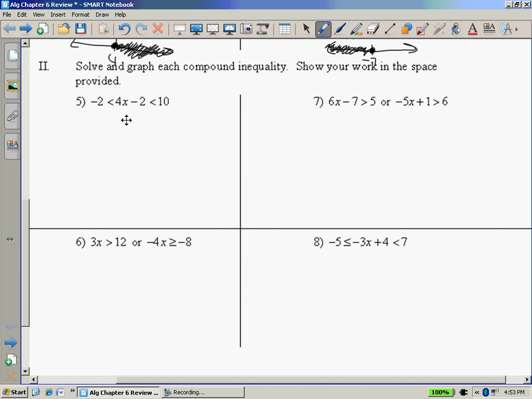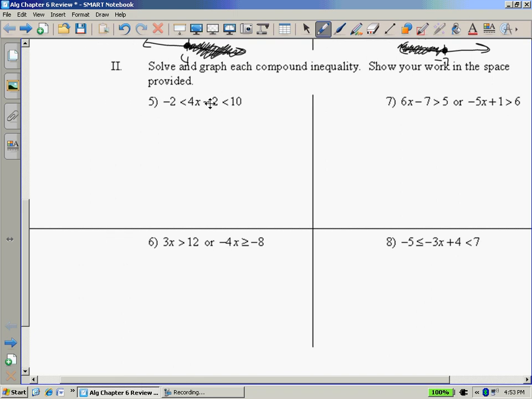Okay, now we're going to solve and graph each compound inequality. Now this is an AND statement. So with AND statements, we do everything at the same time. So we're going to add 2 to all of the parts. Divide by 4. And now we're going to graph.